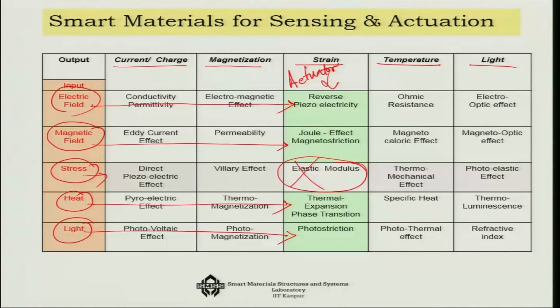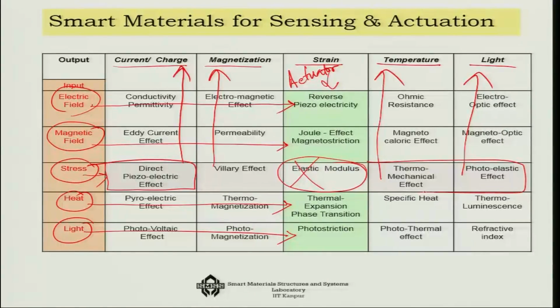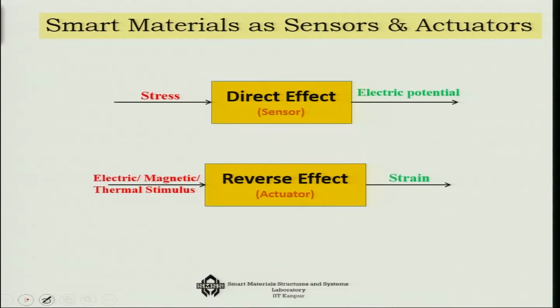On the other hand, if I look at these properties where the strain is generating current or charge, or it is generating change in magnetization, change in temperature or change in light, then these regions are actually used as sensors. So the horizontal block is for smart sensing, and the vertical block, except the diagonal, is for smart actuation. There are two types of this smart sensing and actuation.